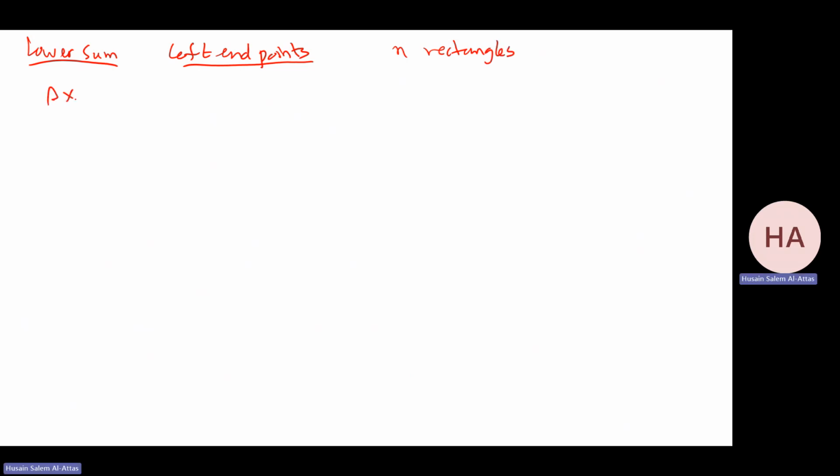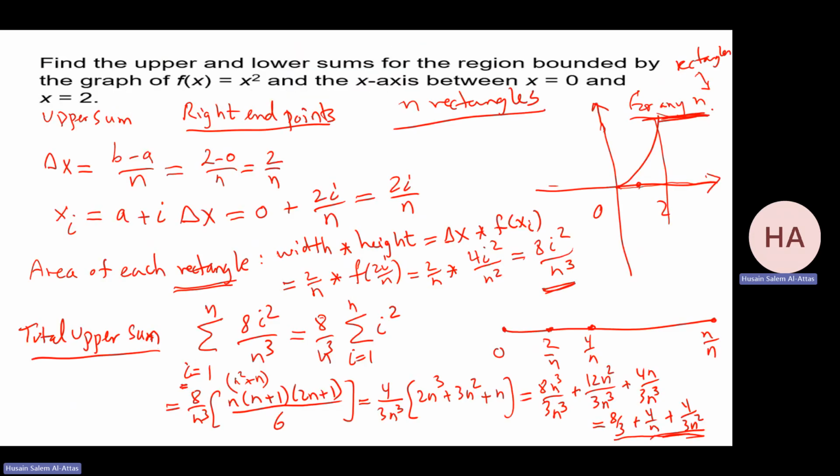Delta x will be the same. It will be what? 2 over n. Here is the trick. xi will be a plus i minus 1 times delta x, since in this case, in the first one, I need the 0. This is the first one. This is the second one. So in this rectangle, I take this one, which is the 1.